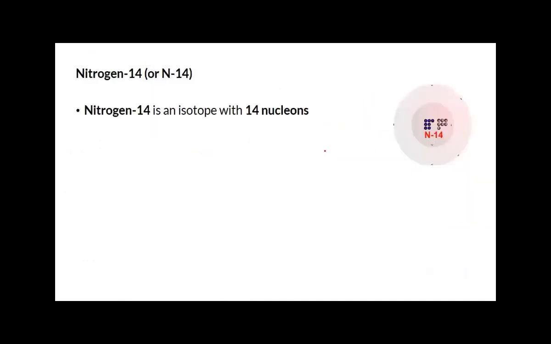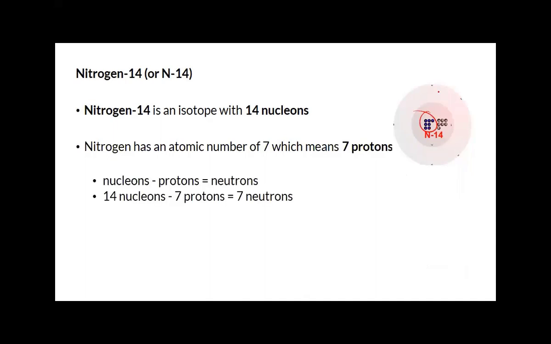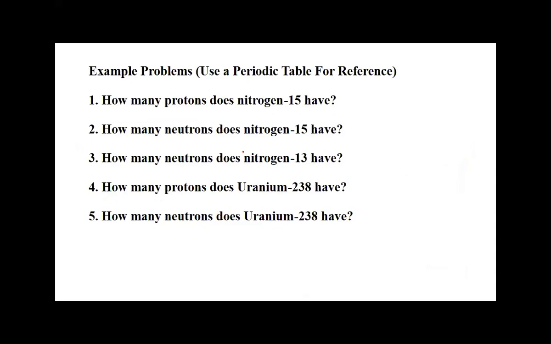And so that's what we're doing here. When we think of nitrogen's 14, we have 14 nucleons. We know 7 of those have to be protons, and therefore for that nitrogen, we take that 14 minus the 7, and we get 7 neutrons as a result. So that gets us to the answers.